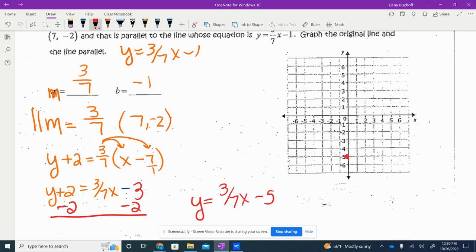I'm going to begin at 5 and go up 3/7. Up 3/7. And that's the parallel line. Y equals 3/7 x minus 5. I still need to graph the first equation, which began at -1, up 1, 2, 3/7. This is the equation y equals 3/7 x minus 1. Are they parallel? Yes. Yeah, they look like it. They look like they're parallel. I think we're doing pretty good.